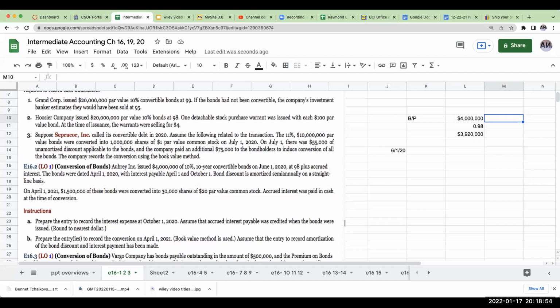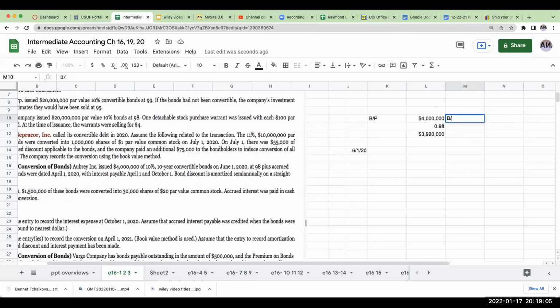Whenever we see an interest rate, it is always an annual rate. The bond payable face amount is 4 million, my interest rate is 0.1, so my annual interest is going to be 400,000. However, this bond is paying interest semi-annually, so I'm going to multiply that by 6/12, and then I'm going to get my semi-annual interest.